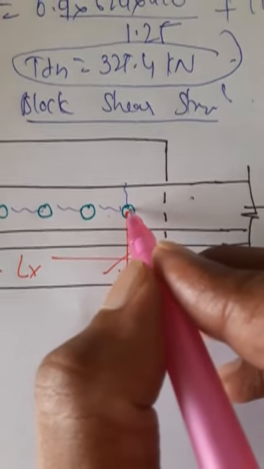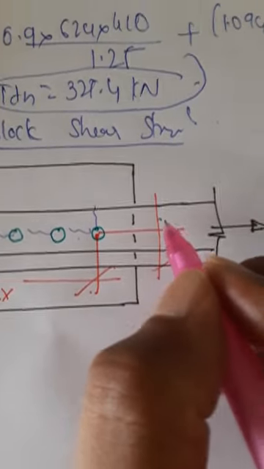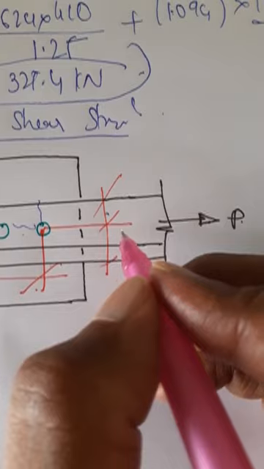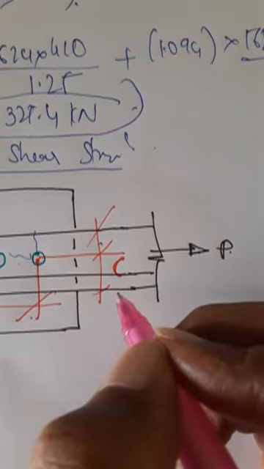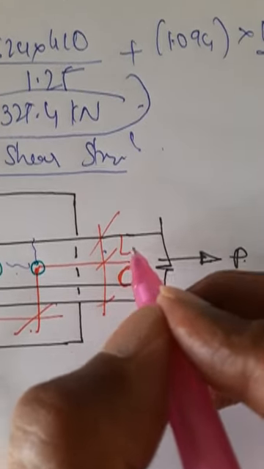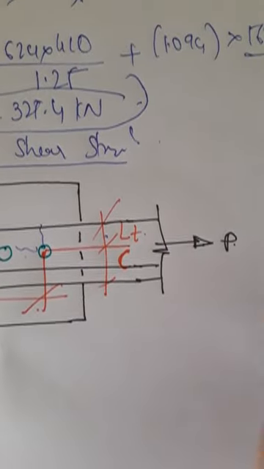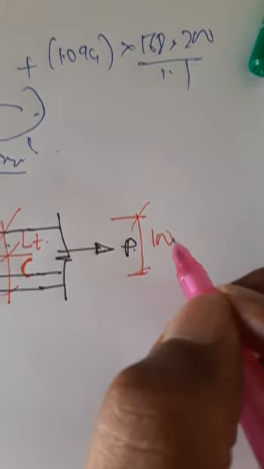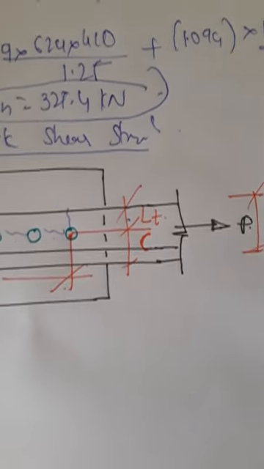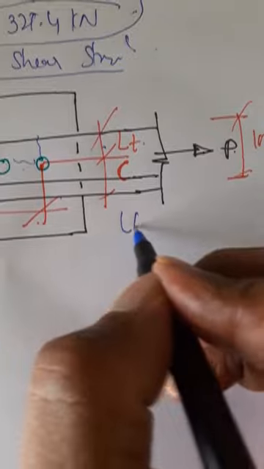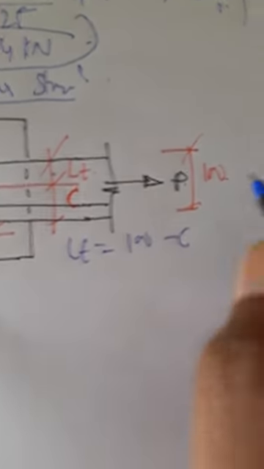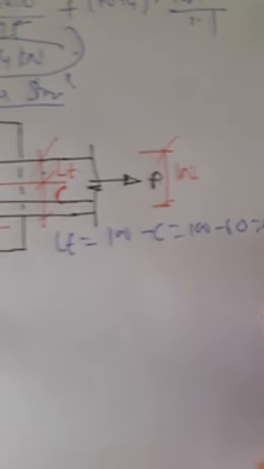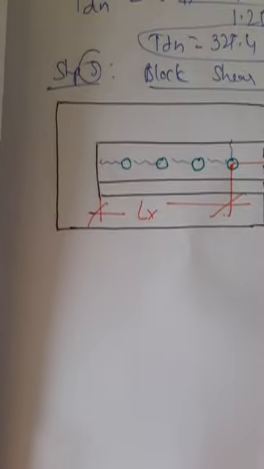Now this bolt center to the bottom is nothing but the C value, and this top value is nothing but LT, and this connected leg is 100 mm. Therefore LT is equal to 100 minus C, which is 100 minus 60, equal to 40 mm. Now I will have to find these values.